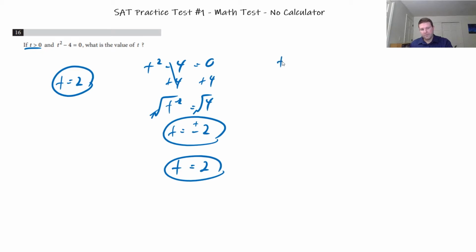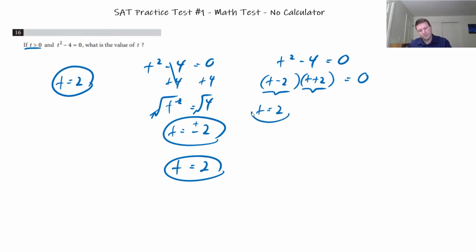So last way to think about this, and this isn't really for this problem because you shouldn't overcomplicate it this much, but you do want to be ready to recognize difference of squares, so like t minus 2, t plus 2, and now that it's factored, it's t equals 2 or t equals negative 2, but again, you'd cross this off because it has to be positive, but just a little extra practice for you guys.